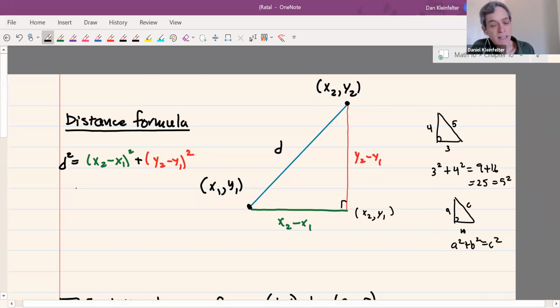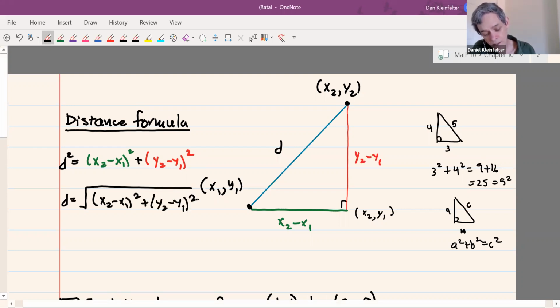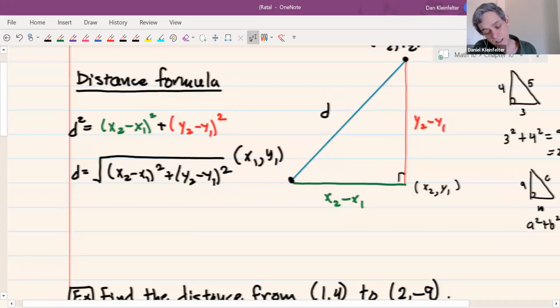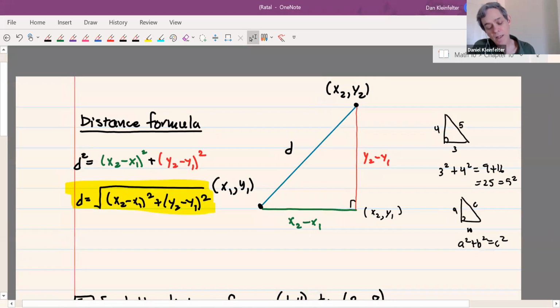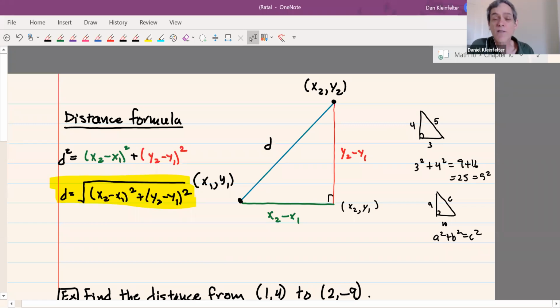And then it's customary usually to just take square roots of both sides so that the distance will be the square root of the change in x's squared plus the change in y's squared. Okay, and that's the distance formula. We're going to need that to help us do circles. If you have 2 points, x1, y1, and x2, y2, that's how you find the distance between those 2 points.